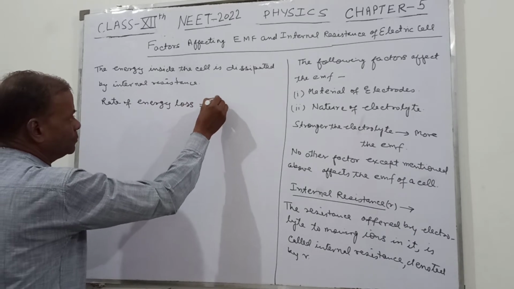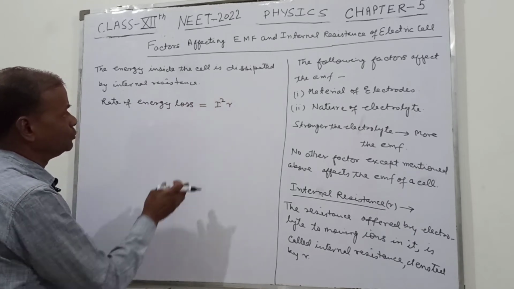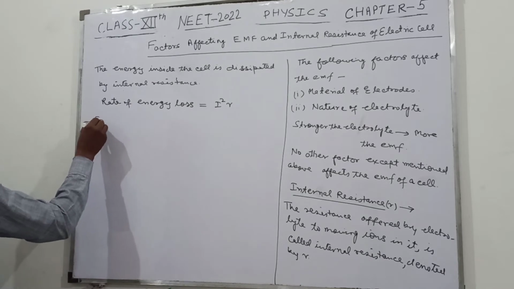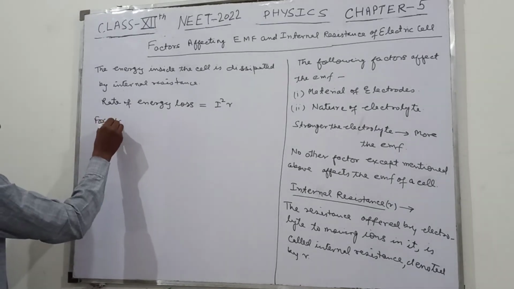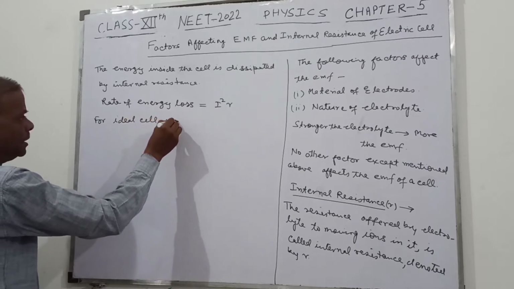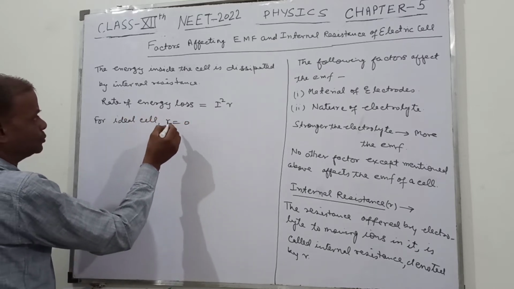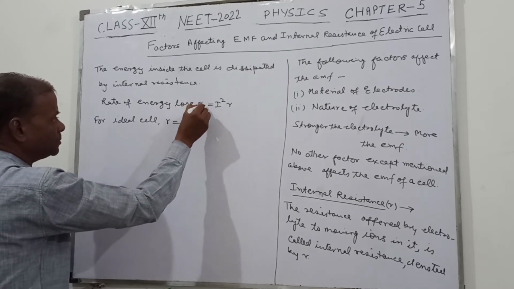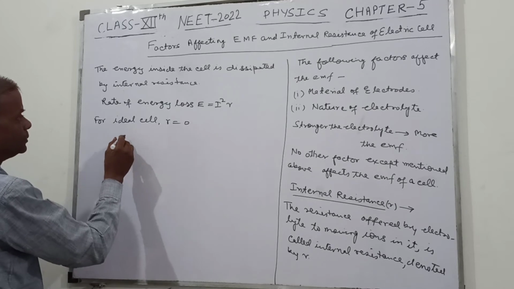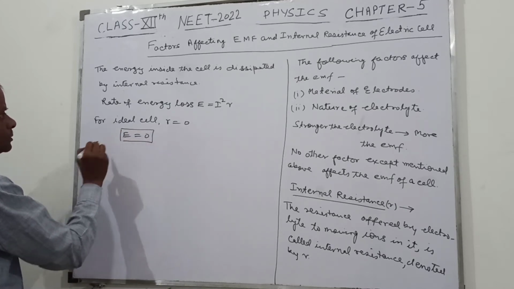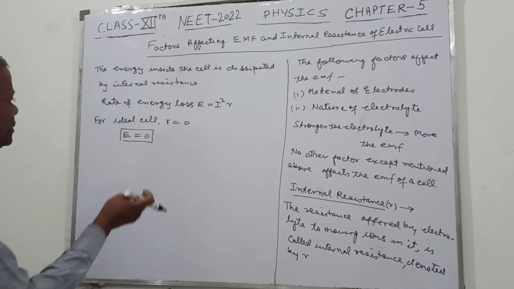This is equal to I squared R. So you can see that if R is equal to 0 for an ideal cell, R equal to 0, so this energy loss is how much? R equal to 0, the energy loss is equal to 0. So an ideal cell has no energy loss.